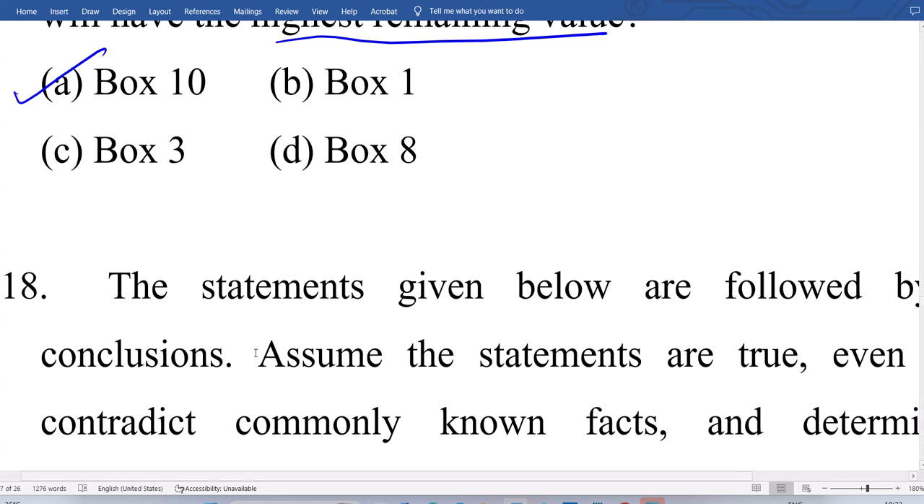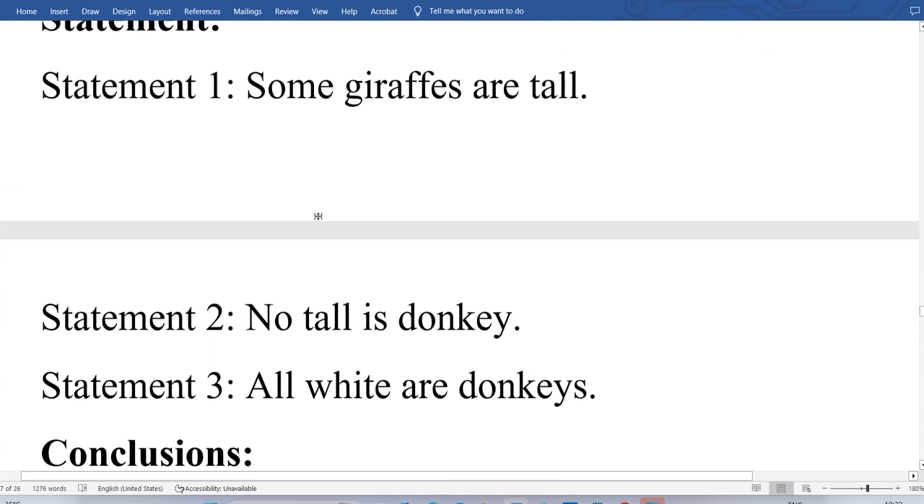Flowchart comes under critical thinking. Abstract reasoning and critical thinking are two different sections. This will come under critical thinking. It depends on the platform. Some platforms will ask TV questions, some platforms will ask these box numbers and all. Right, so let's see the next one.